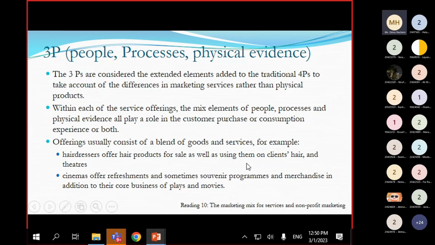Now, when it comes to services, we also have additional 3 Ps. Remember when we talked about the 4 Ps? Yes, product, price, promotion, and place. In services, yes, we have these 4, but we also have additional 3: people, processes, and physical evidence. So these 3 Ps are considered the extended element added to the traditional 4 Ps to take account of the differences in marketing services rather than physical products.